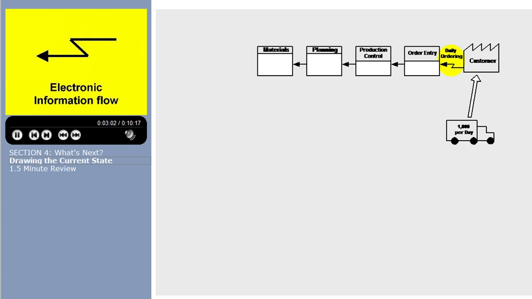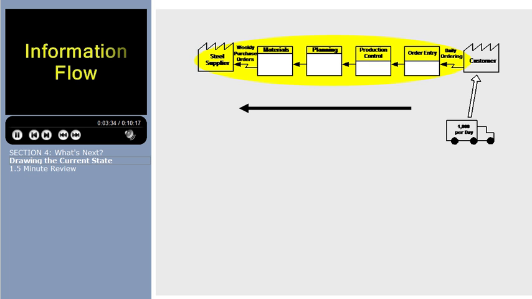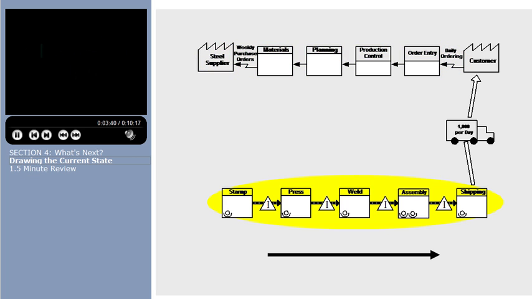The zigzag arrow here is an information icon and represents electronic information flow, for example, via electronic data interchange, or EDI. The straight arrows are information icons that represent manual information flow, for example, a production schedule or shipping schedule. In this next part of the process, the materials group sends weekly purchase orders to the steel supplier. This top row of icons represents some of the basic information flow as related to a particular product or product family. What we are going to do next is follow some of the material flow in the plant.